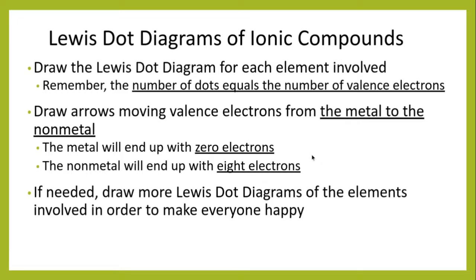And the metal is going to end up with 0 electrons overall. So it seems like it gets rid of all of its electrons because we're going to go to that hidden inner ring of valence electrons. And then the nonmetal is going to end up with 8 electrons. If you don't have that, then you did something wrong. And then if needed, we're going to draw more Lewis dot diagrams of the elements, either more of the metal or more of the nonmetal, in order to make sure that everyone has what they need, so that the nonmetal has 8 and the metal has 0.